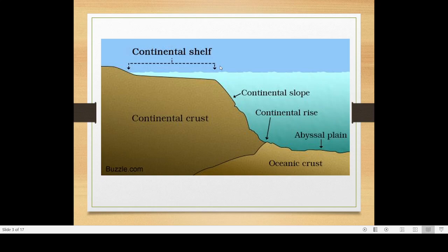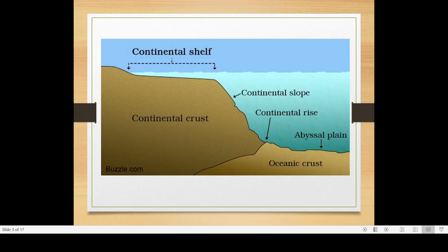Up to 250 kilometers, that is a rough estimate, we can find a shelf like this. And after the 250 kilometers, the sea suddenly goes deeper. So this stretch from the coast up to 250 kilometers will have a shallow sea, where the depth will be very limited, and that area is known by the name continental shelf.